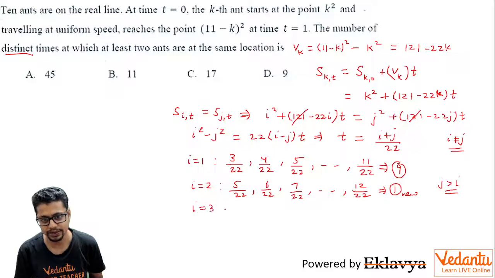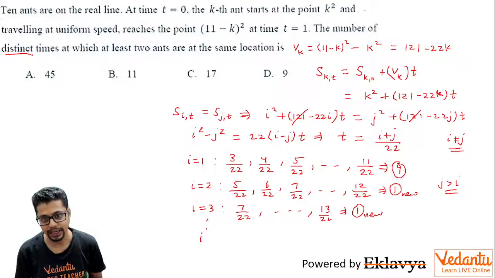Similarly, if you see carefully, i equal to 3. The third end meeting the second end and first end have already been considered. The third end meeting the fourth end: 3 plus 4 by 22, which is 7 by 22 time instant, which again is repeating. So ultimately now 3 plus 10 is what? 13 by 22, and one more time instant is getting added.